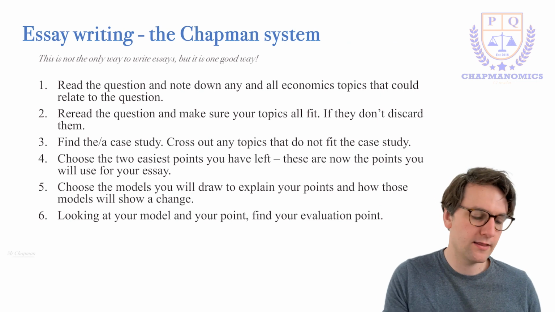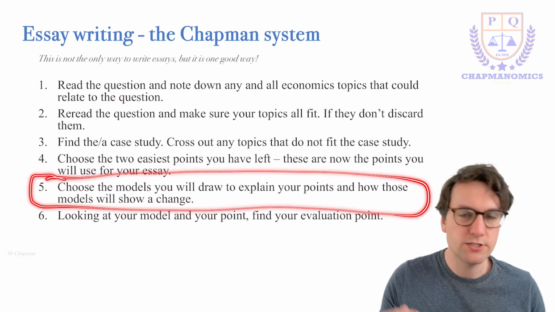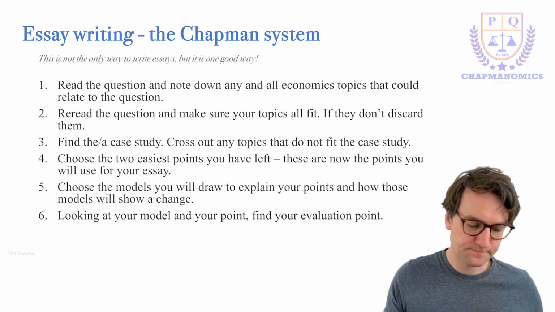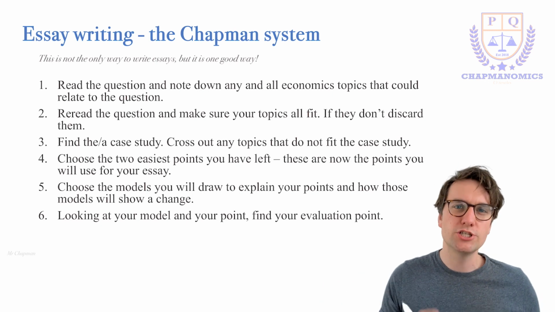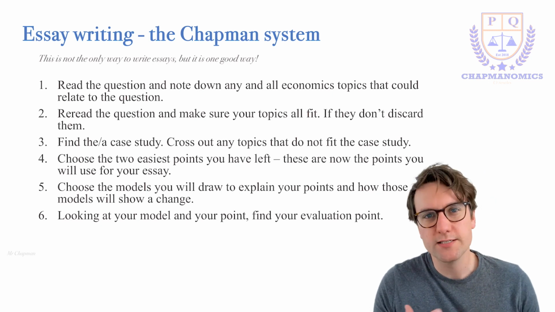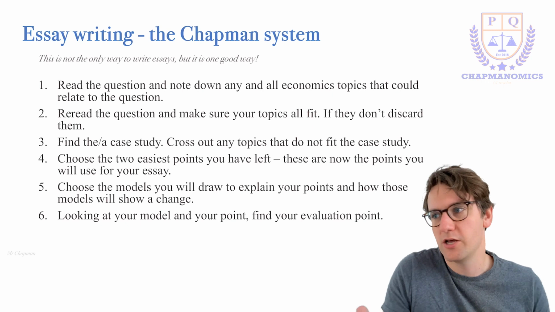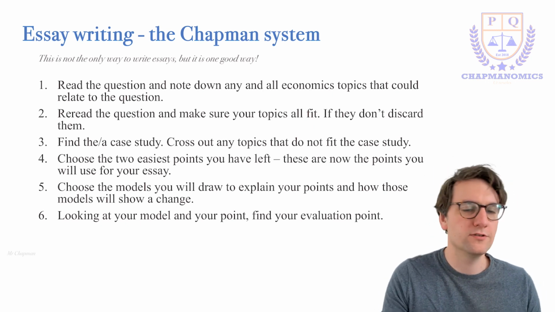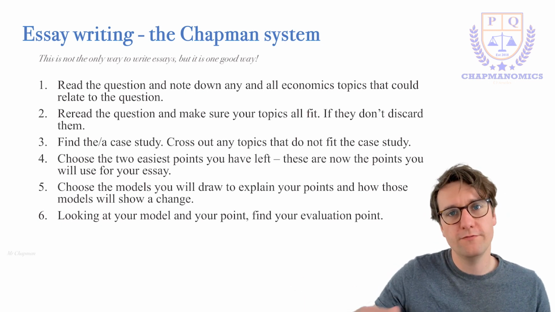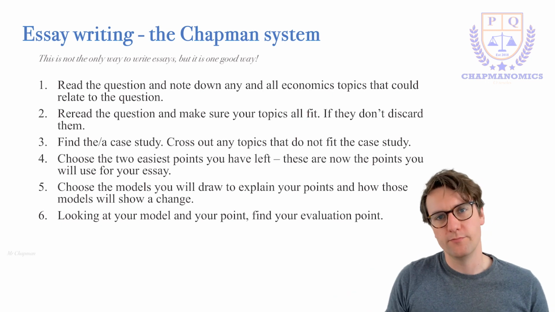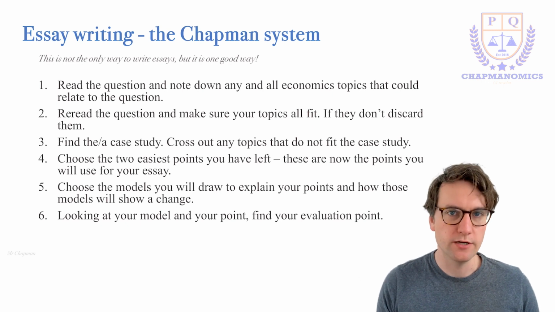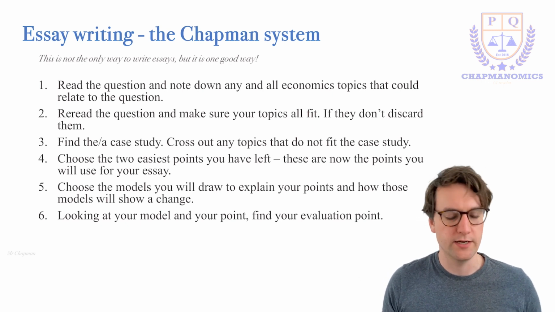After we've got our 2 points together, we're on to number 5, which is we want to find 2 models that can explain our points and that we can talk about in our analysis. What we're going to do with those models is show an economic change. Whenever we're answering a particular question, there's always something that's going to be different after our economic action has taken place, after whatever is in the case study has happened. There's always going to be something different, whether that's a shift in a curve, a movement along a curve, or finding a Nash equilibrium in game theory. There's always going to be something that is changed, and that's what we want to show. So we're going to find our models, draw them out and get them ready to write about.